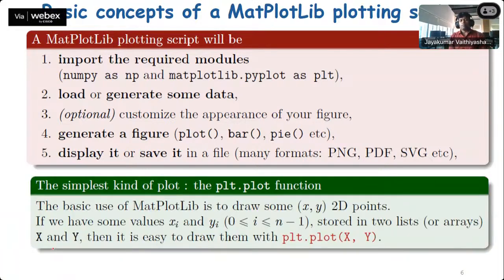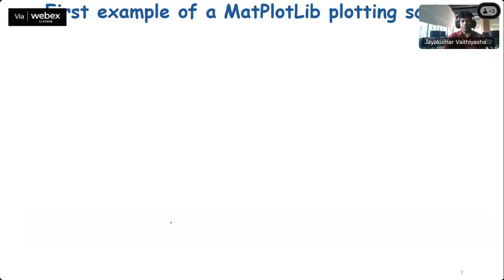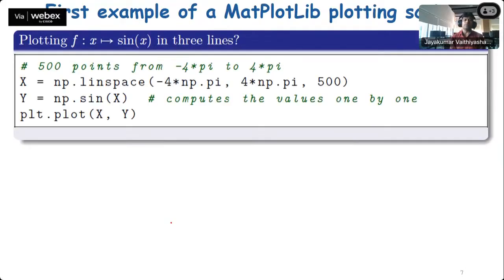So what is the simplest kind of plot? You can use the plt.plot function, where you can have some x and y coordinates, like 2D points. You need to set some ranges from 0 to n minus 1. If you want to plot two lists, you can use x comma y. So this is the easiest way to plot. Let's check the first coding.